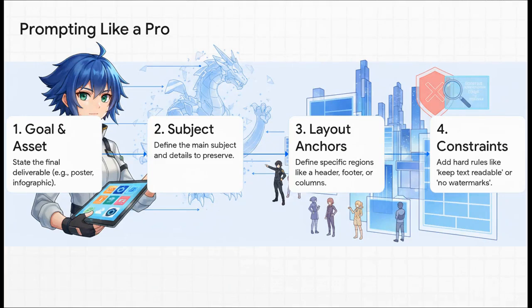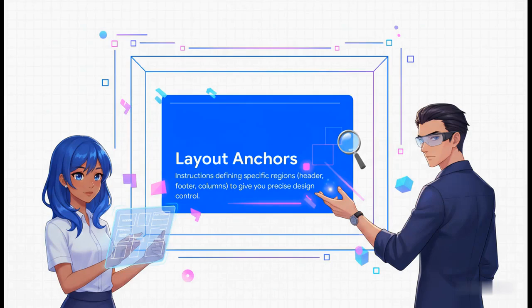And it really just boils down to this 4-step approach. First, you tell it your goal. Is this a poster, an infographic? Then you define your subject with all the key details. Third, and this is the magic step, you set something called layout anchors. And finally, you lock in any hard rules, like a specific brand color. So what on earth is a layout anchor? Honestly, just think of it like you're giving the AI a blueprint. You're drawing invisible boxes on the screen and saying, okay, in the top box, the header, put the title. In this column on the left, put a picture of an astronaut. And down here in the footer, put the release date. That's it. That's how you get that perfect control.